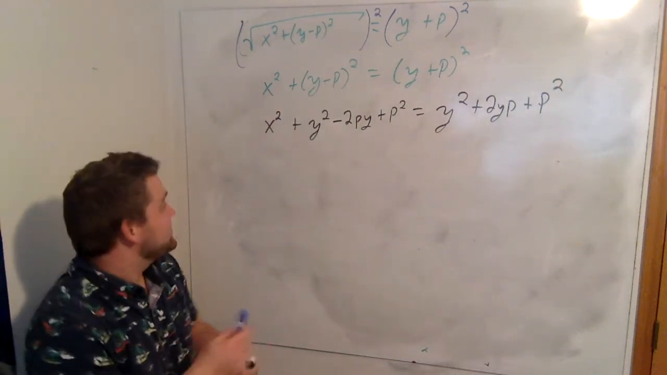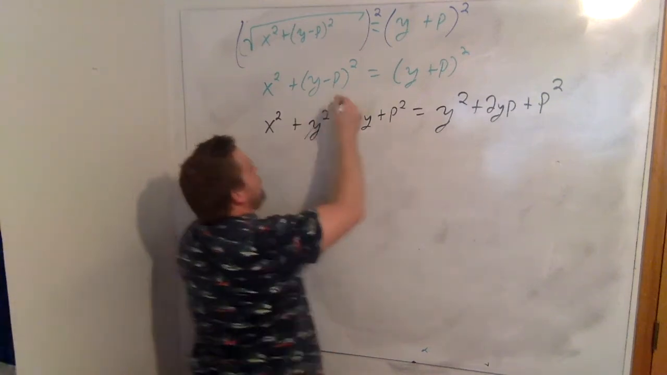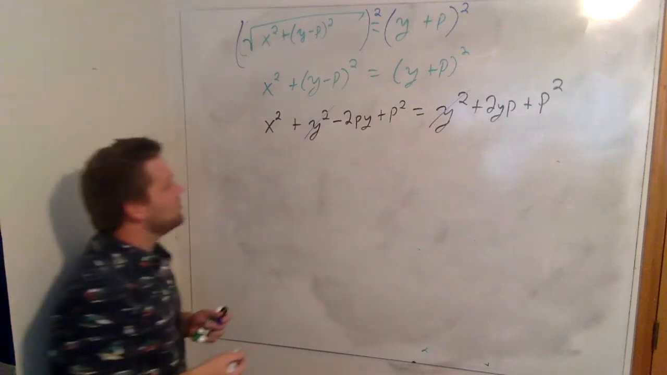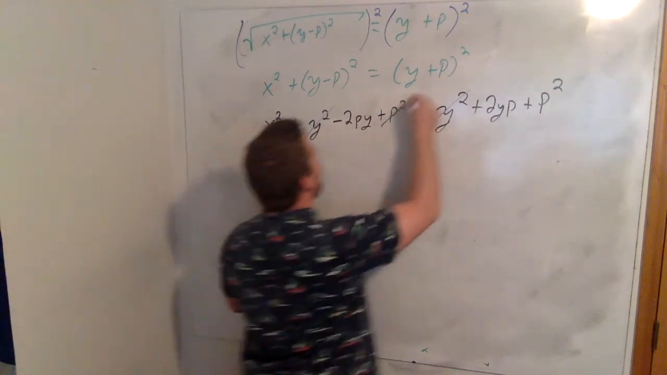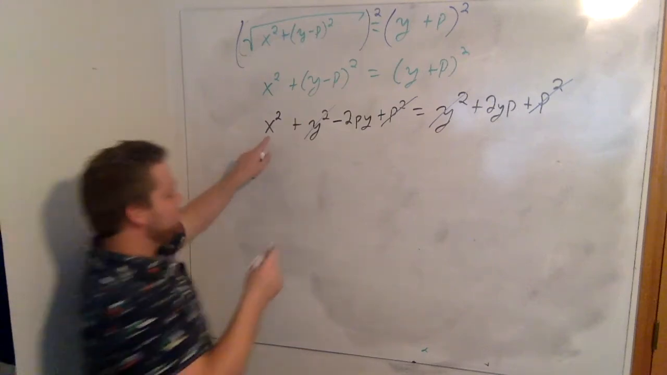Okay, now we can start canceling. We could subtract y squared from both sides. Okay, those will go away. Subtract p squared from both sides. Oh, this is cleaning up nicely. What do we have left?